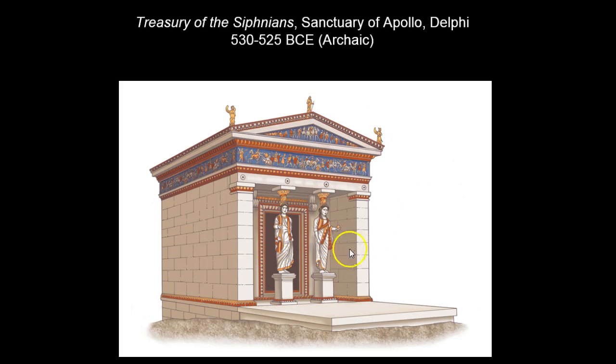A caryatid is any support, such as a column, that has been carved into the shape of a human. Here we see 2 female caryatids, as is typical.